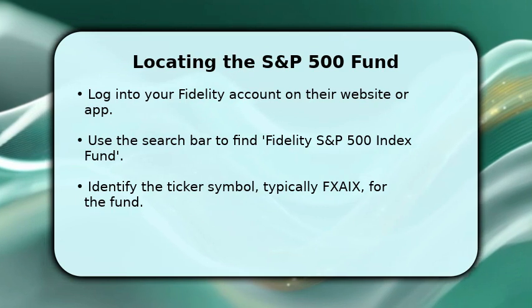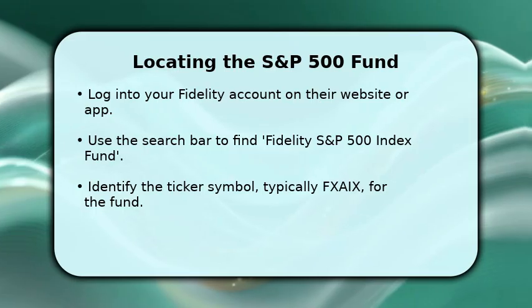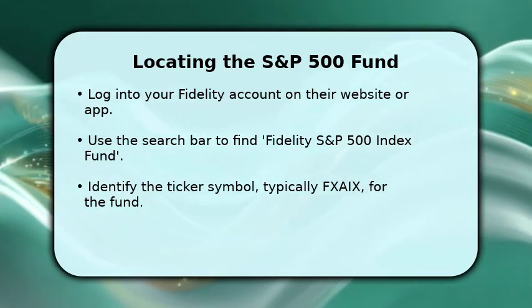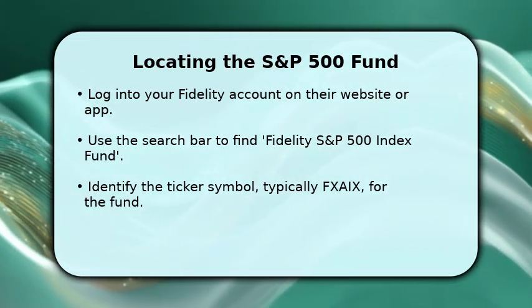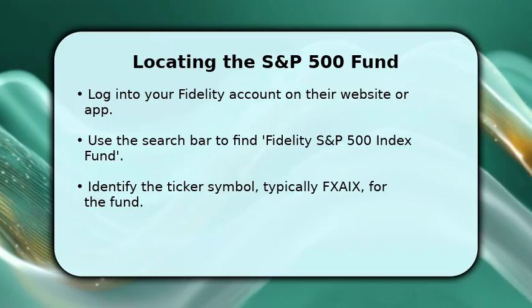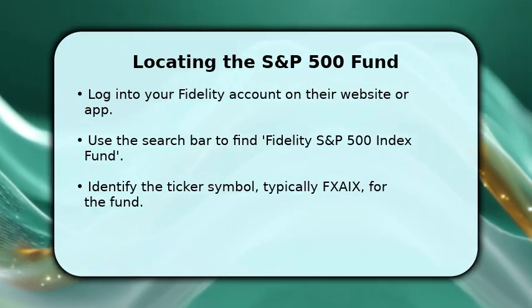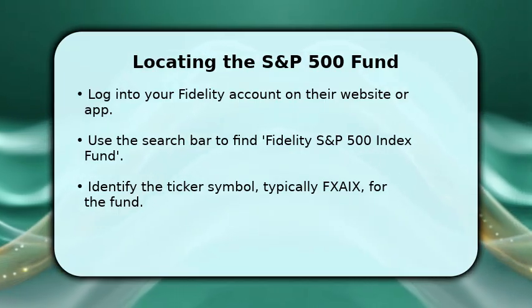Once your account is funded, log into your Fidelity account through their website or mobile app. Navigate to the search bar, usually found at the top of the page. Type in Fidelity S&P 500 Index Fund to locate the correct investment. You'll want to identify the fund by its ticker symbol, which is typically FXAIX. This ensures you're selecting the right fund.